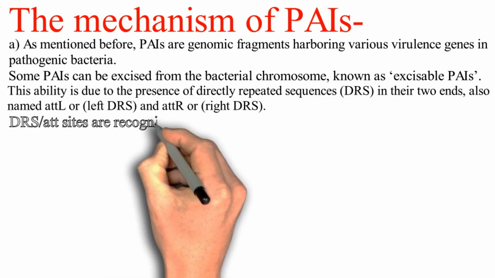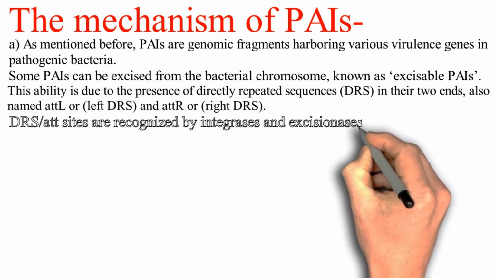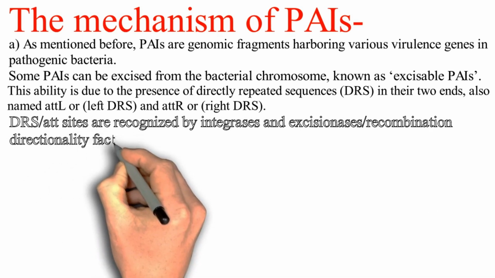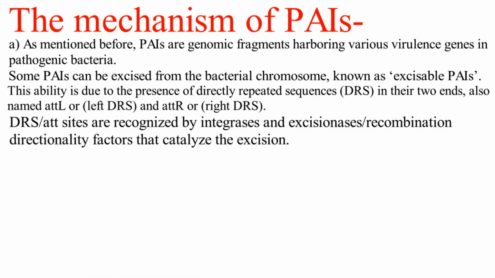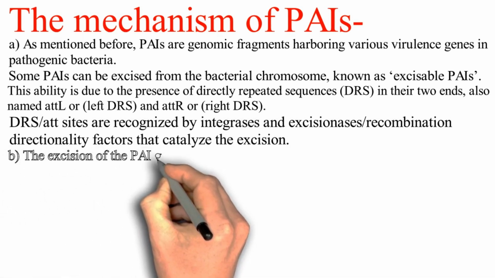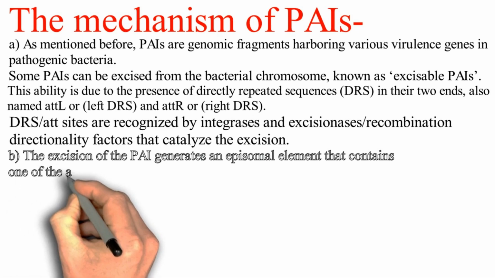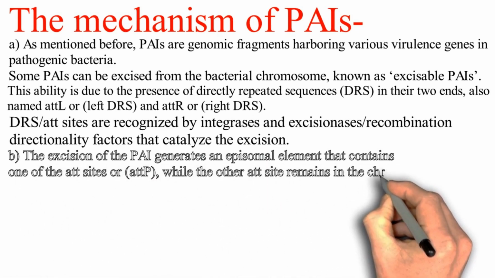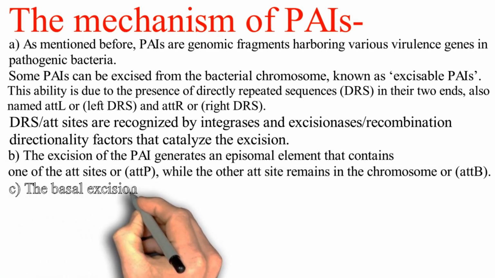DRS or ATT sites are recognized by integrases and excisionases or recombination directionality factors that catalyze the excision. The excision of the PAI generates an episomal element that contains one of the ATT sites, or ATTP, while the other ATT site remains in the chromosome, or ATTB.